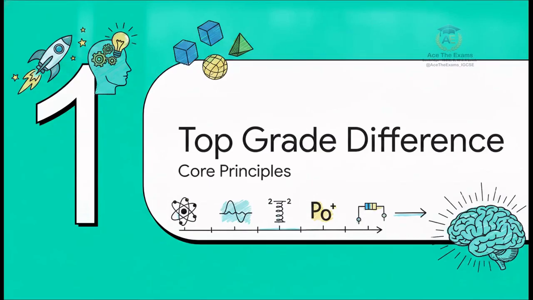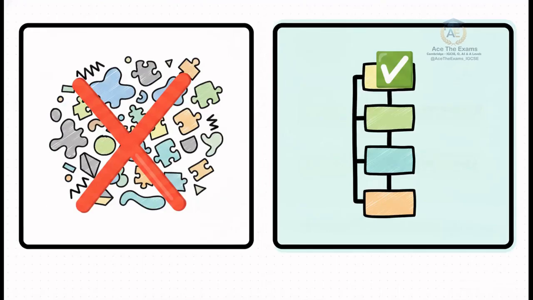Moving right into Section 1, the top grade difference, we are going to look at the core principles here and what truly differentiates candidate performance. Look at this comparison. A standard student knows that Newton's first law basically means things stay still or they keep moving steadily. They just memorize the terminology.